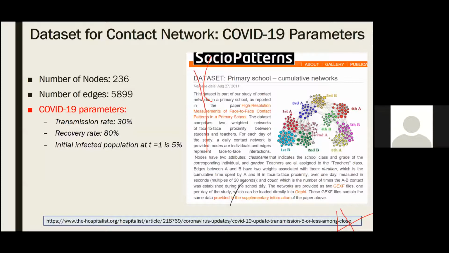The number of links or edges, people interacting, is about 6,000. And the transmission rate we assumed is quite high, like 30%. The recovery rate is even much higher, because more people can get infected, but casualties are much lower compared to the total number of recoveries that we have. And so we did some experiments, and I'll show you some results.